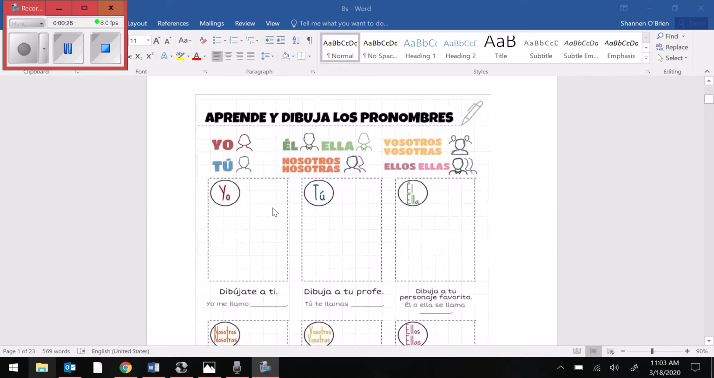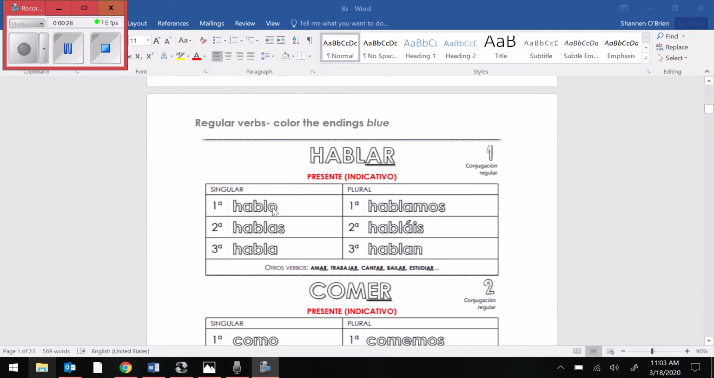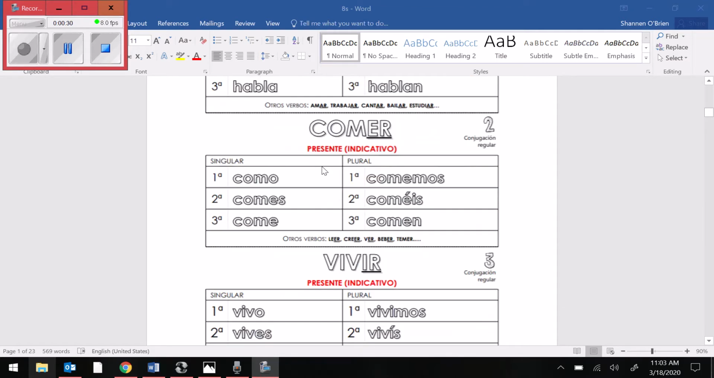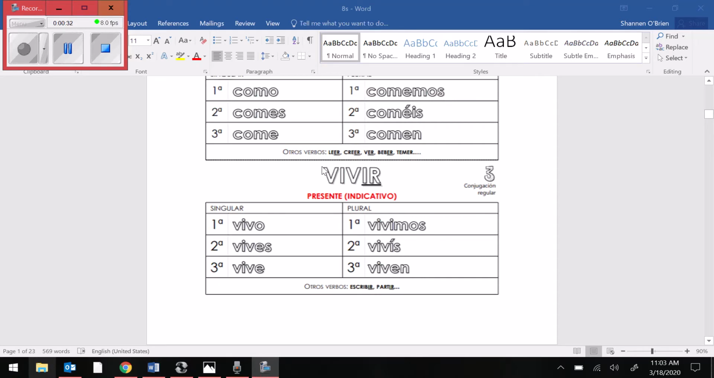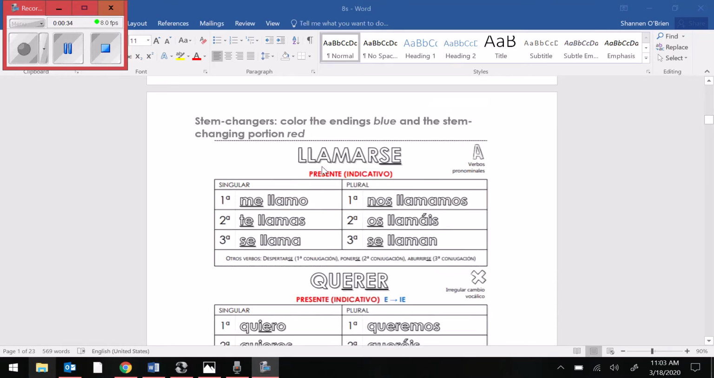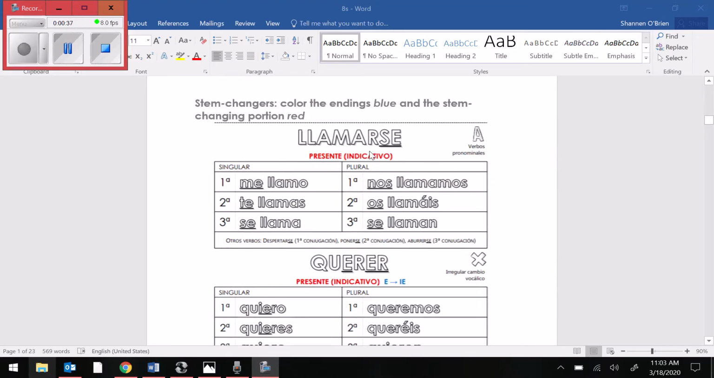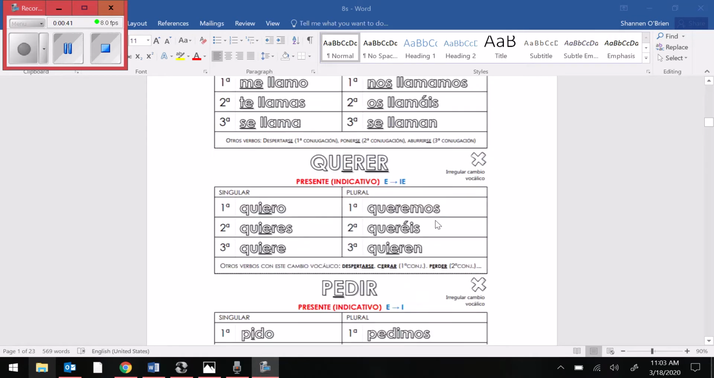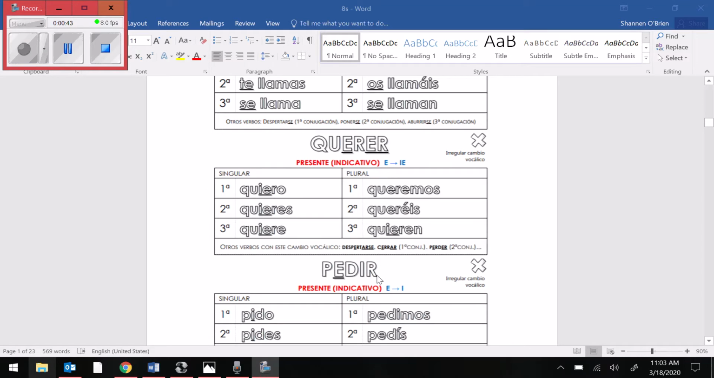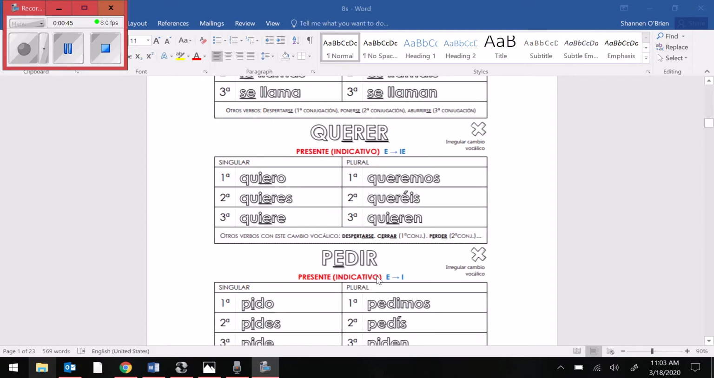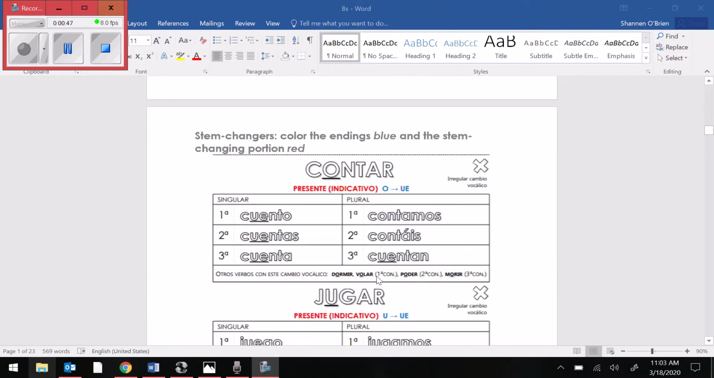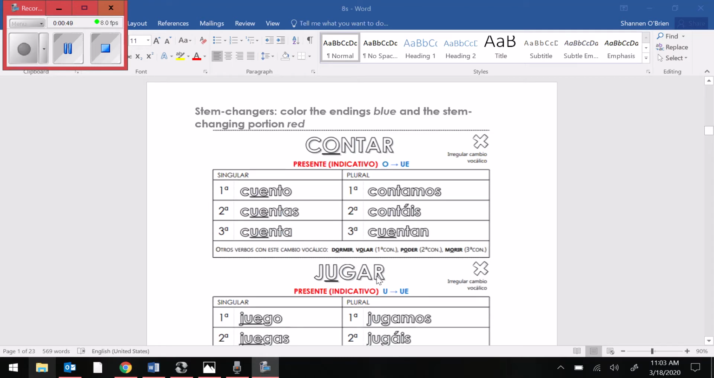So this was day 1. Your day 2 packet, you did an AR, ER, and IR verb and colored just the endings in. You also had one reflexive verb and just colored the endings: o, as, a, amos, áis, an. You did the same thing with querer and pedir, which are your stem changers. Okay. Today, you're doing the exact same thing with your stem changers.